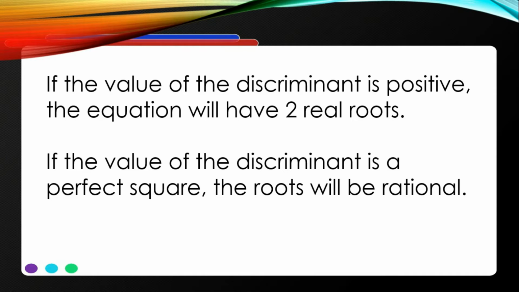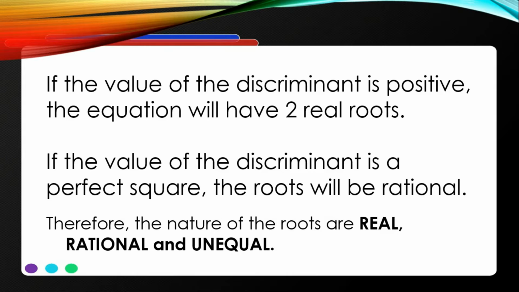So, our nature of the roots is real, rational, and unequal. Real because negative 2 and positive 7 are real numbers. They are also rational numbers, and they are unequal because negative 2 is not equal to positive 7. But let me remind you, my dear math learners, by just knowing the discriminant, even though you don't need to get the value of your roots, you can determine the nature of the roots.